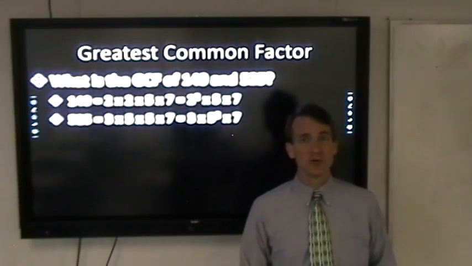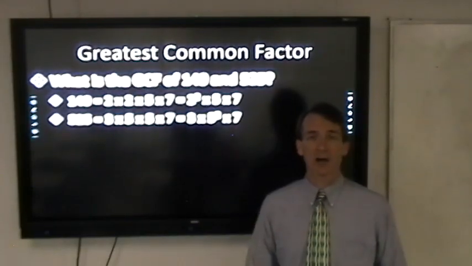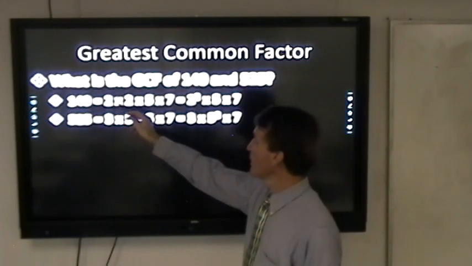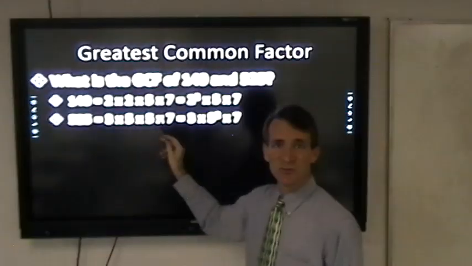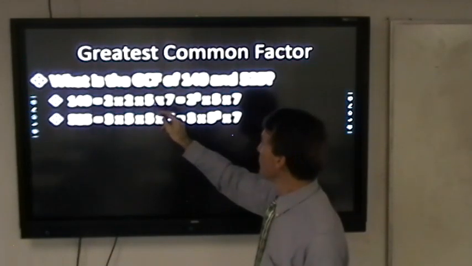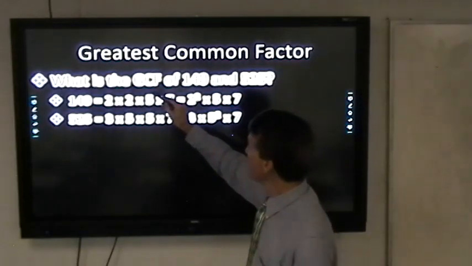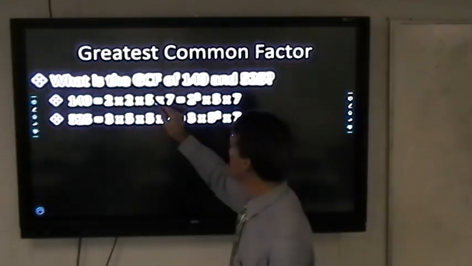So now I look through what primes are common. Well, up here I have a couple of 2's, but I don't have any 2's in my second number. I go to the 5's. I do have a 5 in common to both.